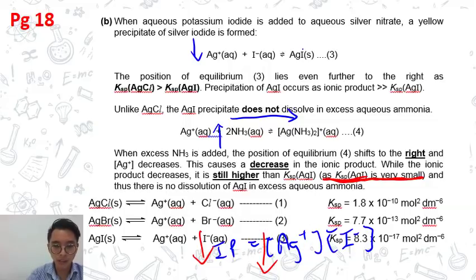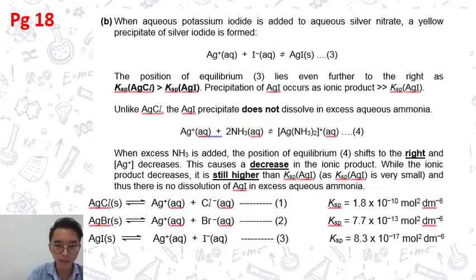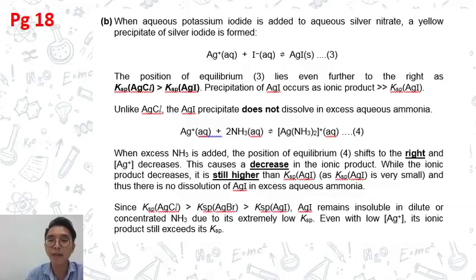If you still recall, if you look at the Ksp values on page 17, you have the Ksp of your silver chloride, silver bromide, and silver iodide. The Ksp of silver iodide is 8.3 times 10 to the power of minus 17, whereas AgCl is 10 to the power of minus 10. This is a factor of 10 to the power 7, a 10 million difference, which is why even though the IP of AgI drops, it is unable to drop below the Ksp of AgI. Therefore, the precipitate of AgI remains.